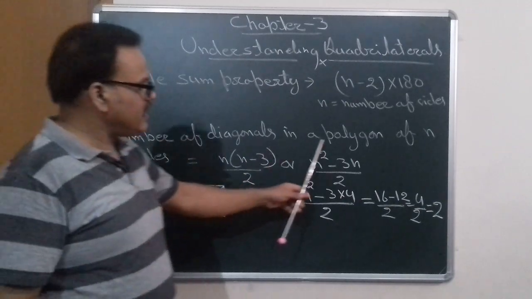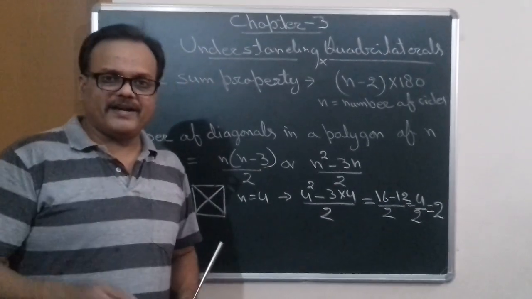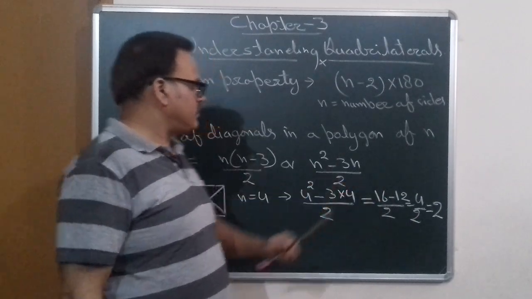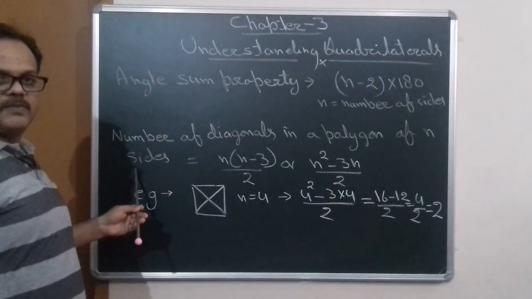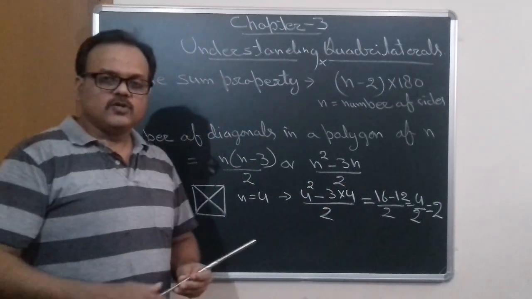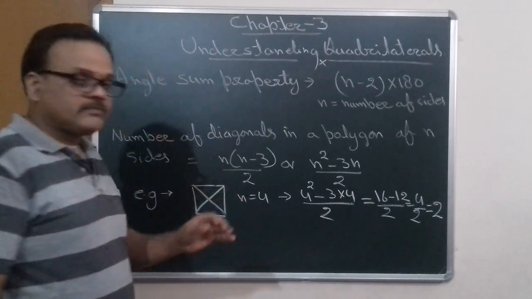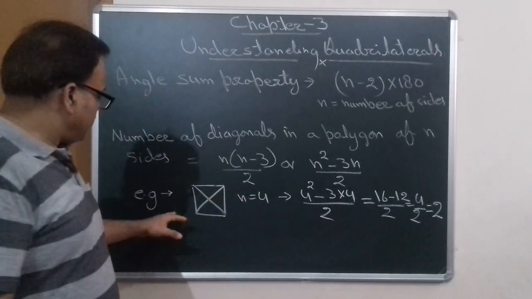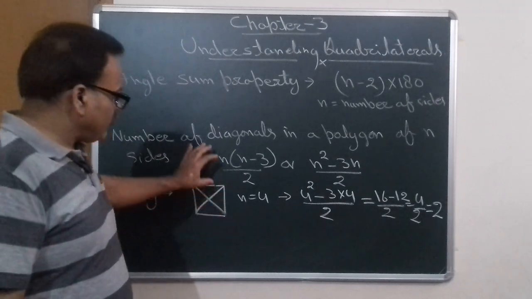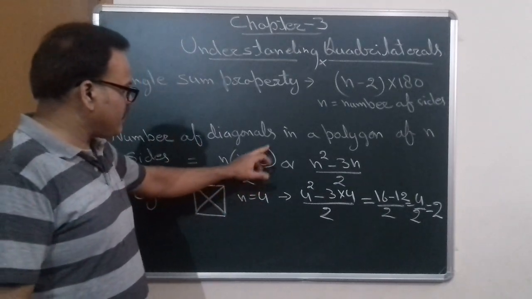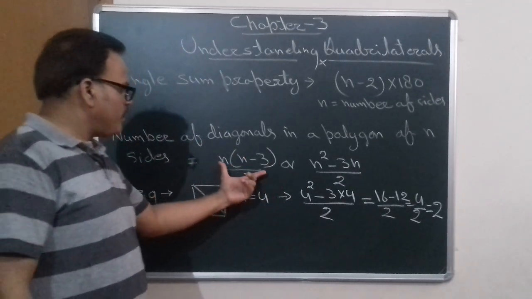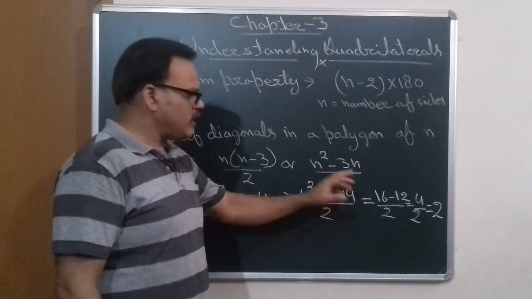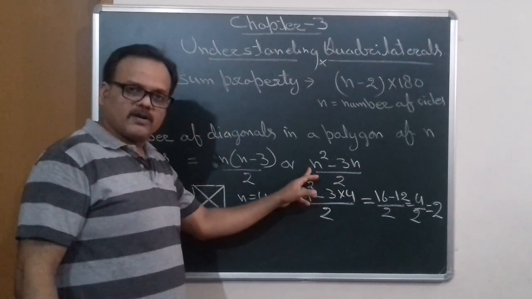Now number of diagonals in any polygon. If you know the number of sides n, you can easily find how many diagonals there are in the figure, and the formula is n(n minus 3) upon 2, or when you open the bracket, (n square minus 3n) upon 2, where n is the number of sides.